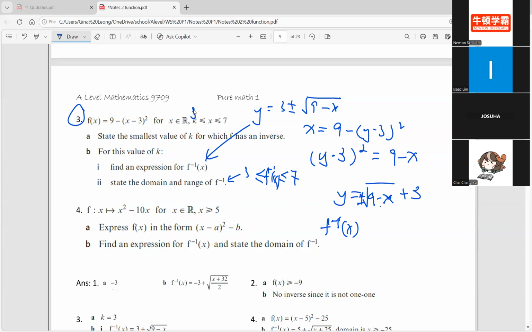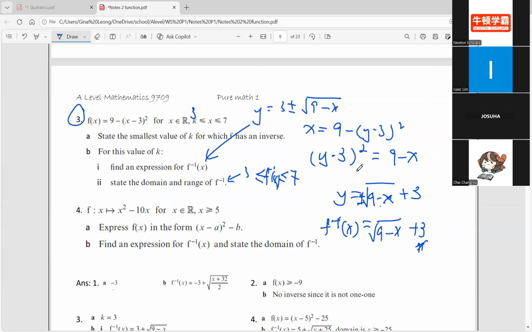So your range should be positive value because 3 to 7 means that the lowest is 3 and the highest is 7. So here I should put positive, so that I can get more than 3. Am I right? Yes. So this is the reason why I use positive root as my function. Understand now? This is the final answer.